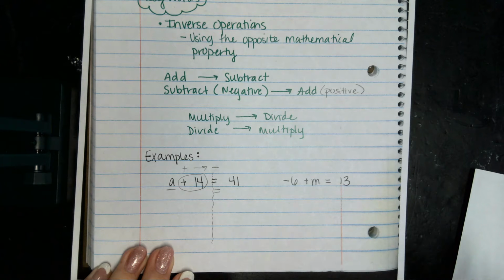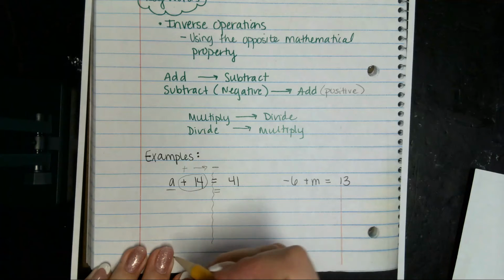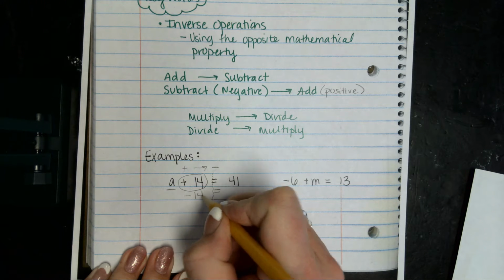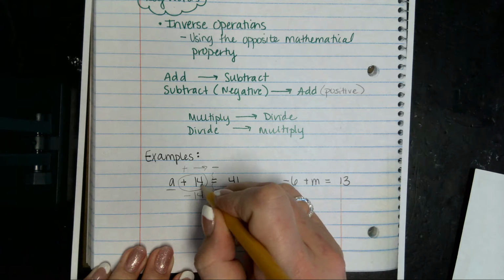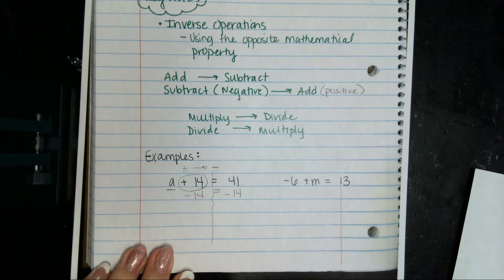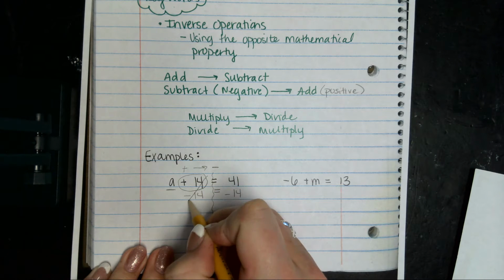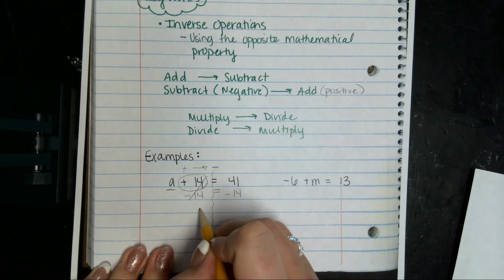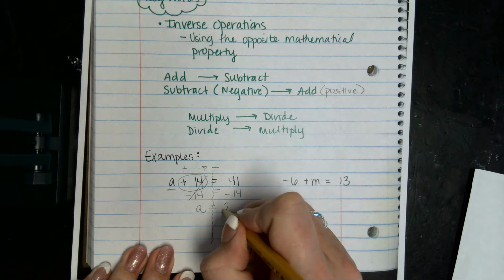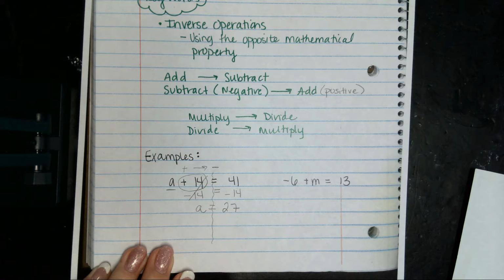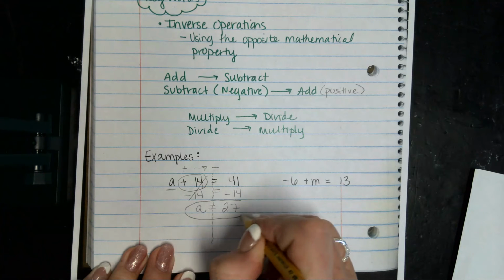Now the opposite of plus 14 would be minus 14. So we are going to minus 14 from this side. And one of the amazing things about inverse operations is that what we do to one side, we have to do to the other. So because I minused 14 here, I have to minus 14 from my 41. Now, all I'm left with, because those cancel out, is a, and 41 minus 14 is going to give me 27. So a equals 27, and that is my answer.